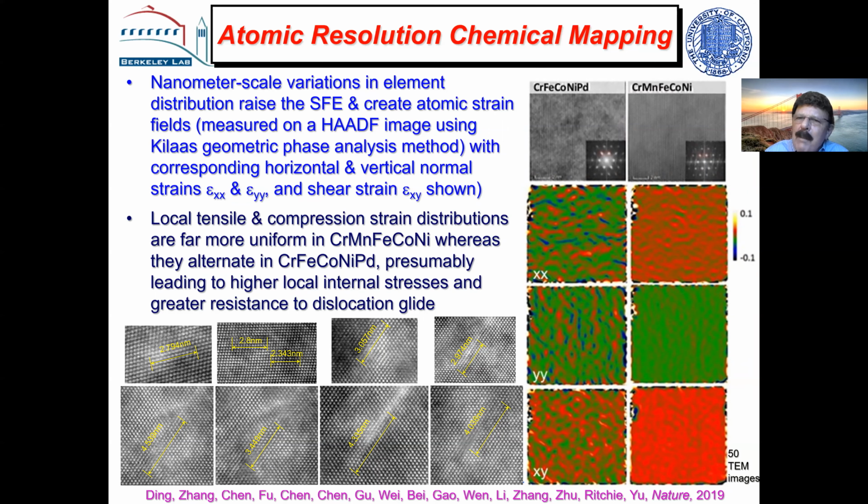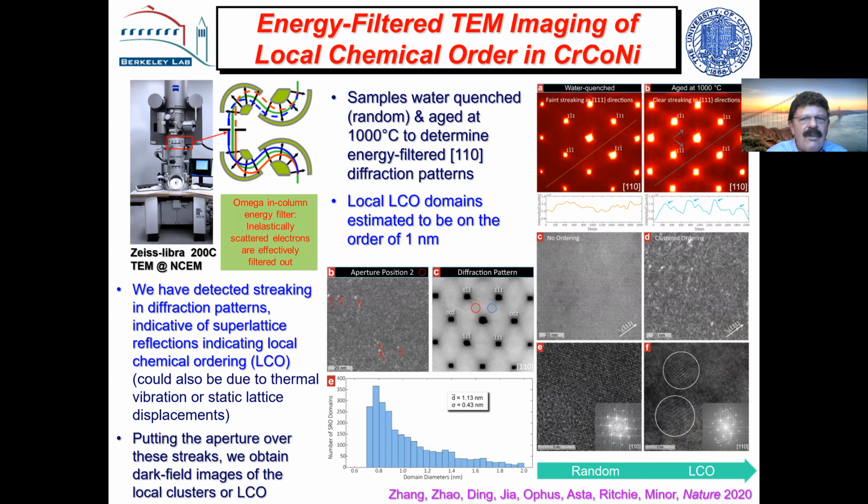But what about what people really understand by short-range order? We've looked at this with Andy Minor's group, working with us on the NCEM, using energy filtered TEM. It's difficult to see short-range order. The contrast from these elements is pretty similar. We use an in-column energy filter, which filters out the inelastically scattered electrons. This came out in Nature a couple of weeks ago. We looked at two structures of the three-component system again, one which was water quenched, which we just assumed was random, and one which we'd aged at 1,000 degrees C and slow cooled, where we expect to see short-range order. We see streaking on the diffraction spots.